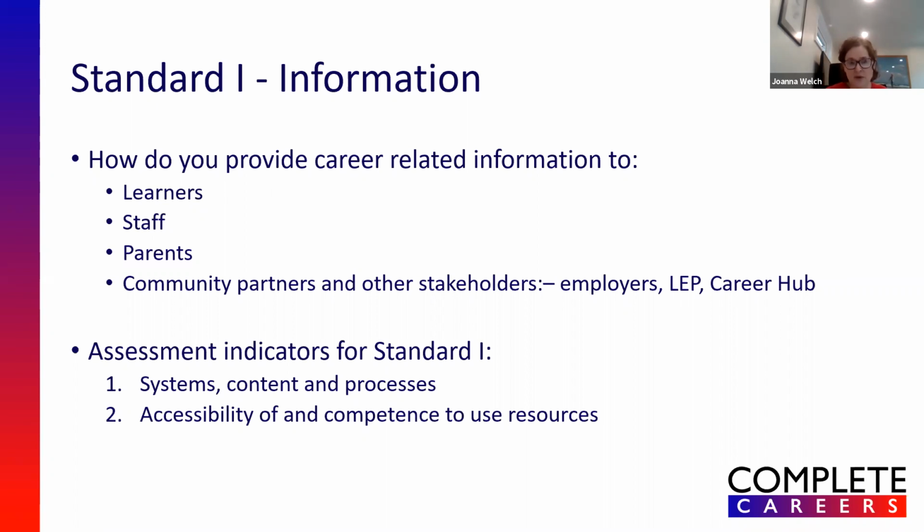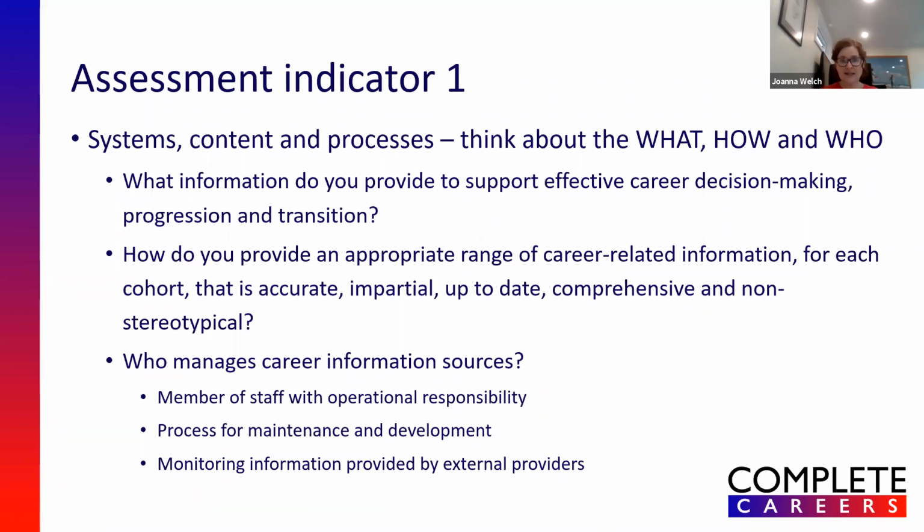Okay, so let's look at each one of those assessment indicators individually. Let's break them both down and look at the examples of evidence that you could use to meet each assessment indicator. So assessment indicator 1 is all about systems, content and processes.